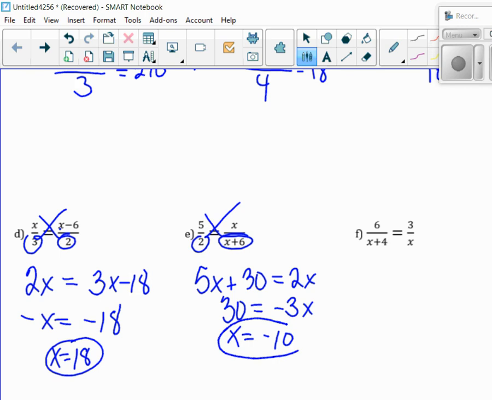Notice I'm skipping a lot of steps here. We're in grade 10 now. We can handle this. You don't have to show every single step. Okay? I'm giving you a little bit of freedom now.